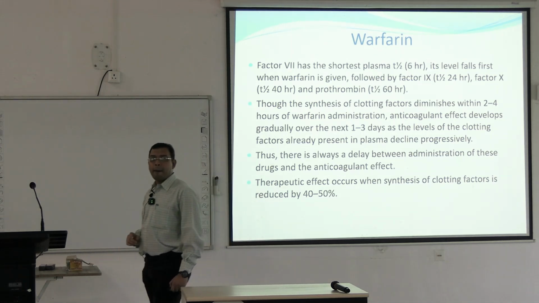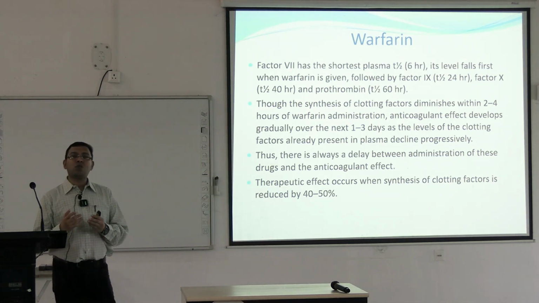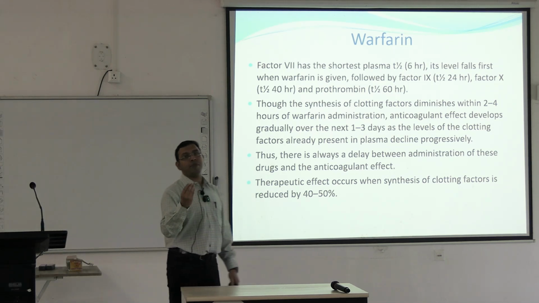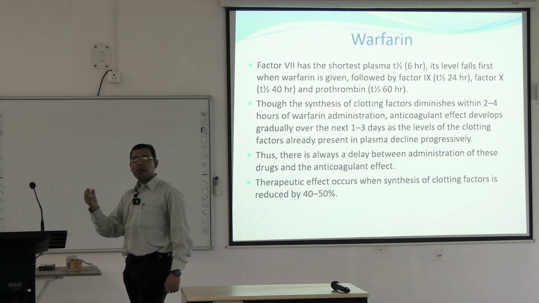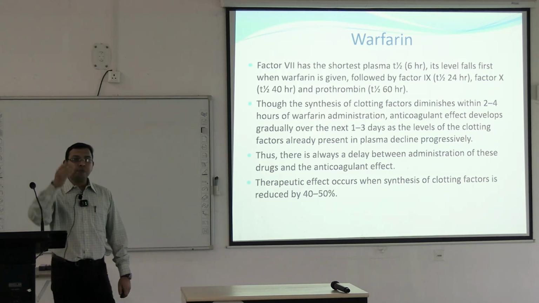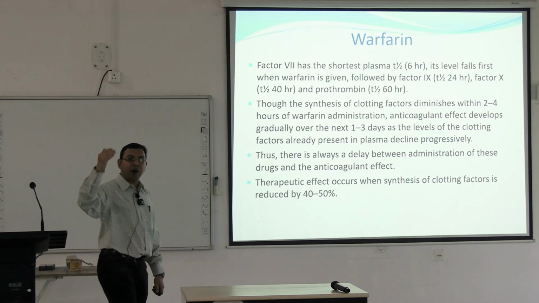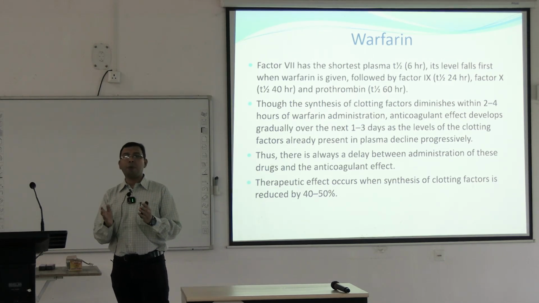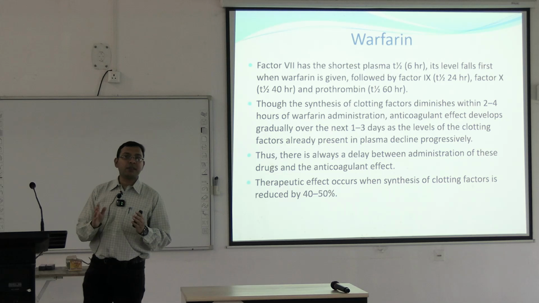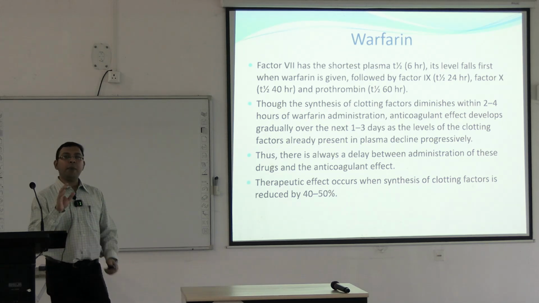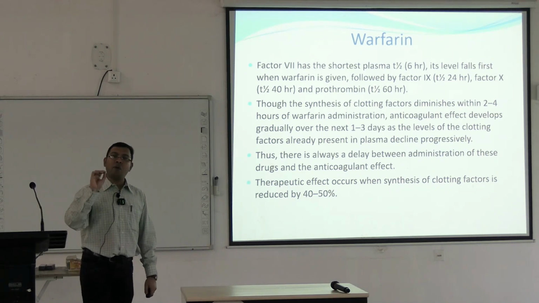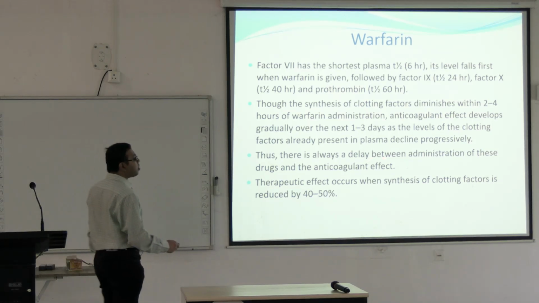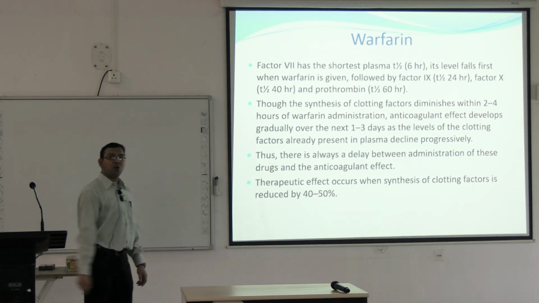So this is clear. Since there are already synthesized clotting factors present within the plasma, and there are different half-lives of these clotting factors, factors 7, 2, 9, 10, they basically drop one after another: first factor 7 drops, then factor 10 drops, like this. All the dropping of these coagulation factors takes approximately 1 to 3 days. So a minimum of 1 to 3 or 4 days is needed for the manifestation of the action of warfarin. So there is always a delay between administration of these drugs and an anticoagulant effect.